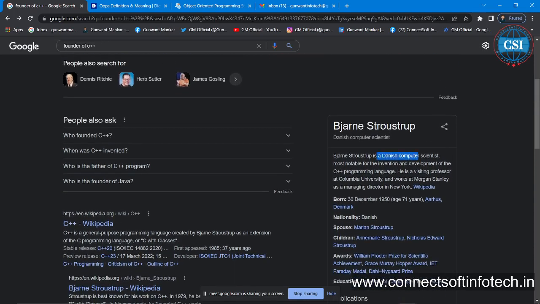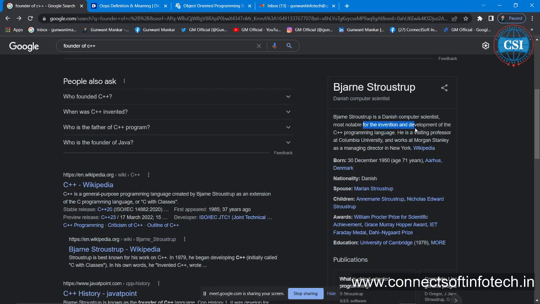Bjarne Stroustrup is what? A Danish computer scientist, most notable for the invention and development of the C++ programming language. He is a visiting professor at Columbia University and works at Morgan Stanley as a managing director in New York. Okay, let us click on this Wikipedia. We are going to see more.